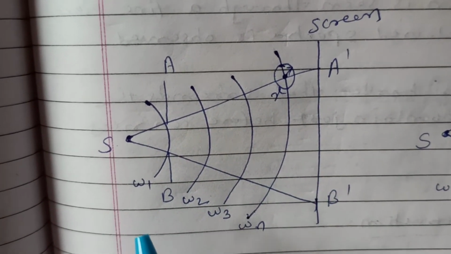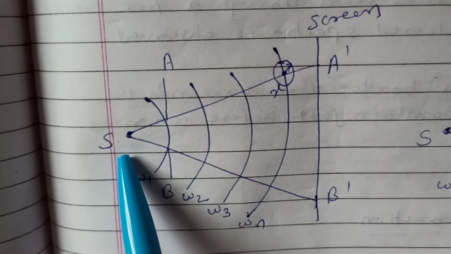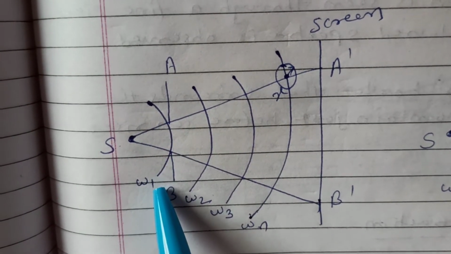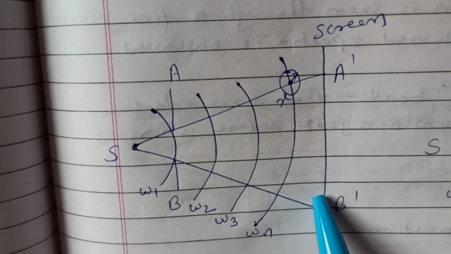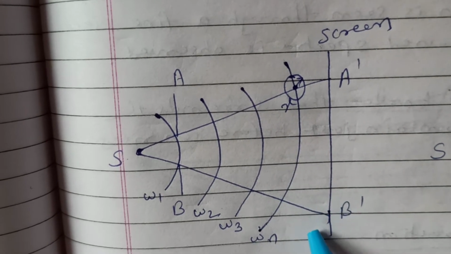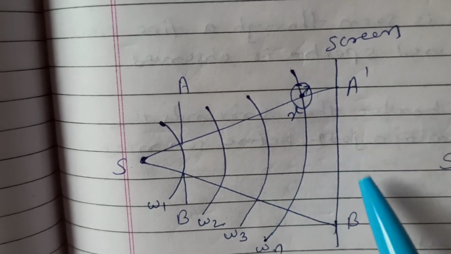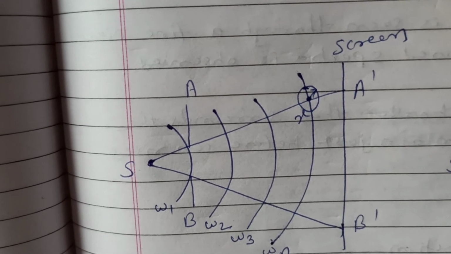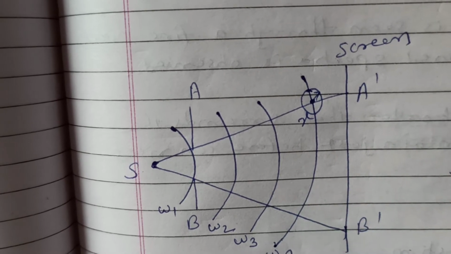To understand the phenomenon of diffraction, consider a point source S placed at a short distance from this narrow aperture AB. A screen is kept in front of it. The portion on the screen illuminated by light coming through this aperture is shown by A dash B dash. According to rectilinear propagation of light, beyond A dash B dash we expect geometrical shadow.